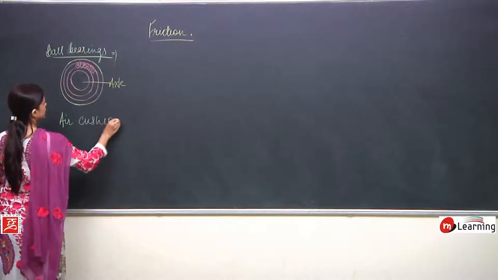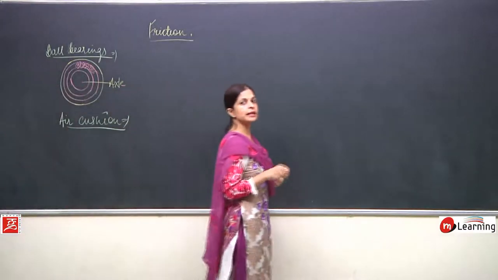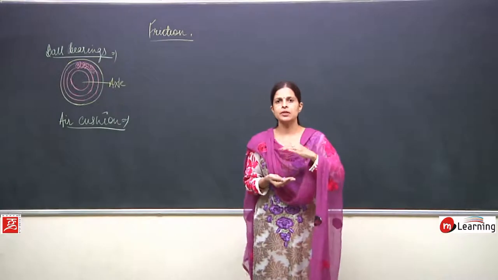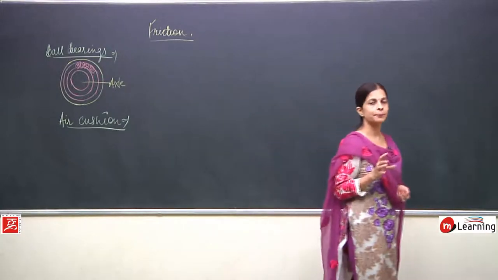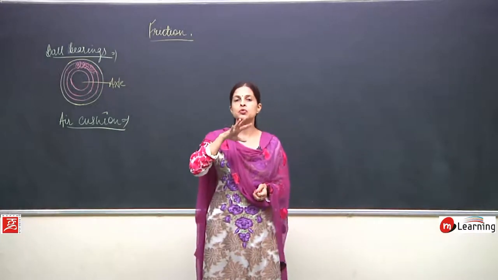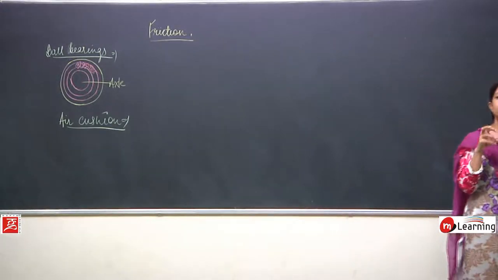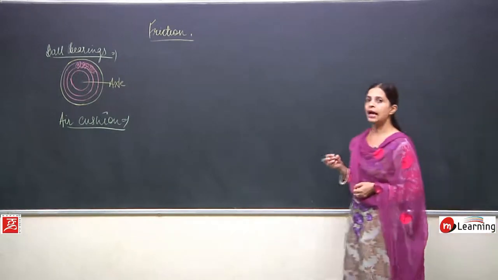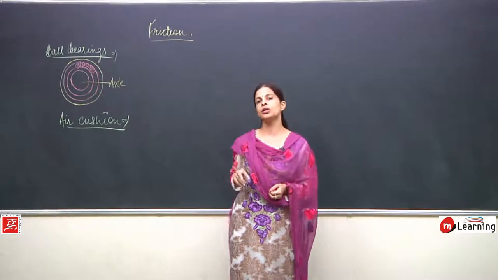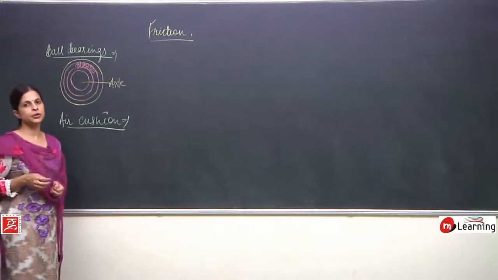Now, what is the meaning of air cushion, children? Air cushion means what? See, if two surfaces are there, and between these two surfaces a lot of friction is created, and if the friction has to be reduced, we know what has to be done. If air is filled between these two surfaces, then this air will act as an air cushion and won't allow the two surfaces, where the friction was there, to come in contact, and it will again be very useful to reduce the friction.